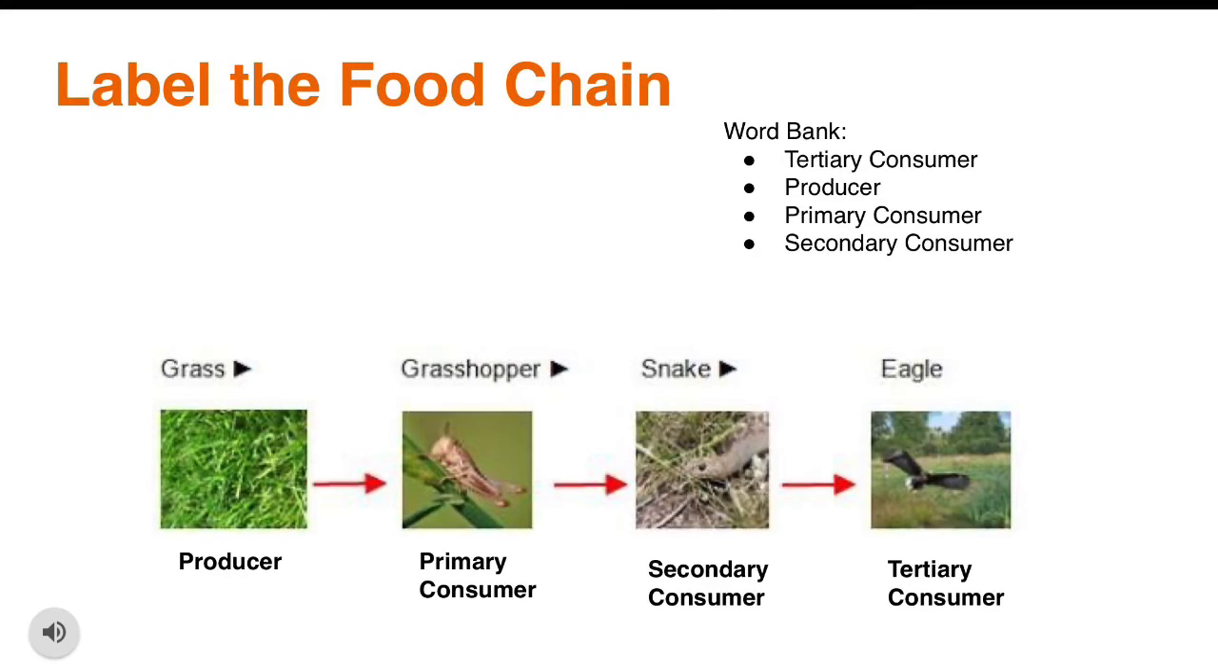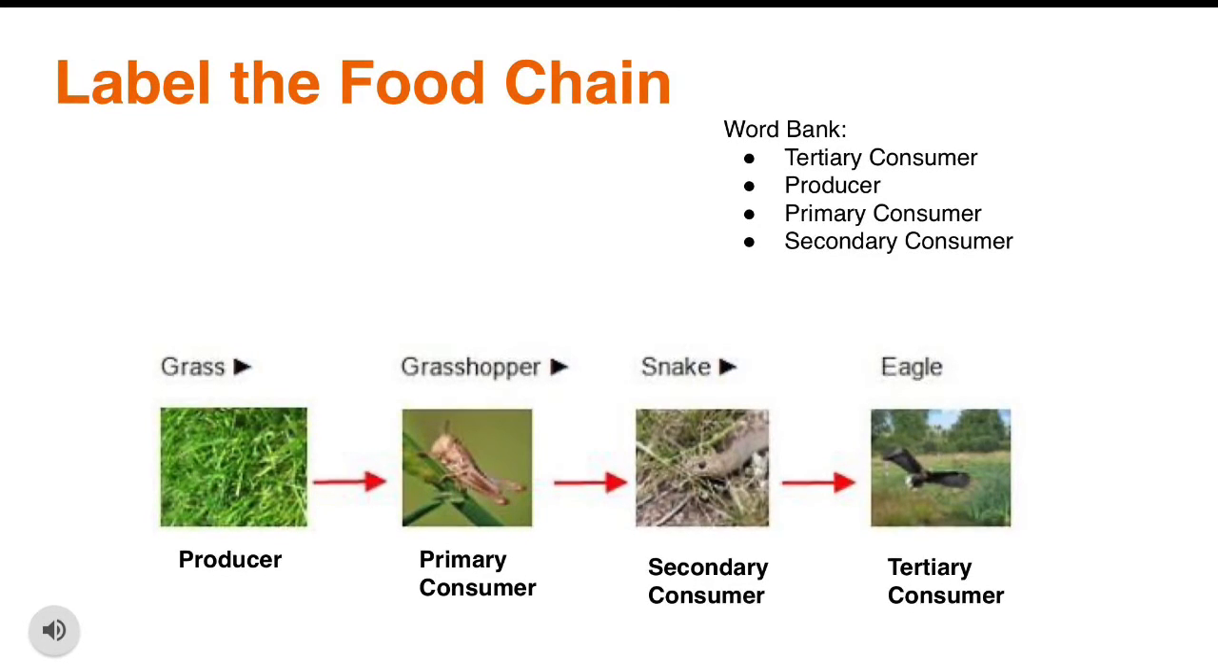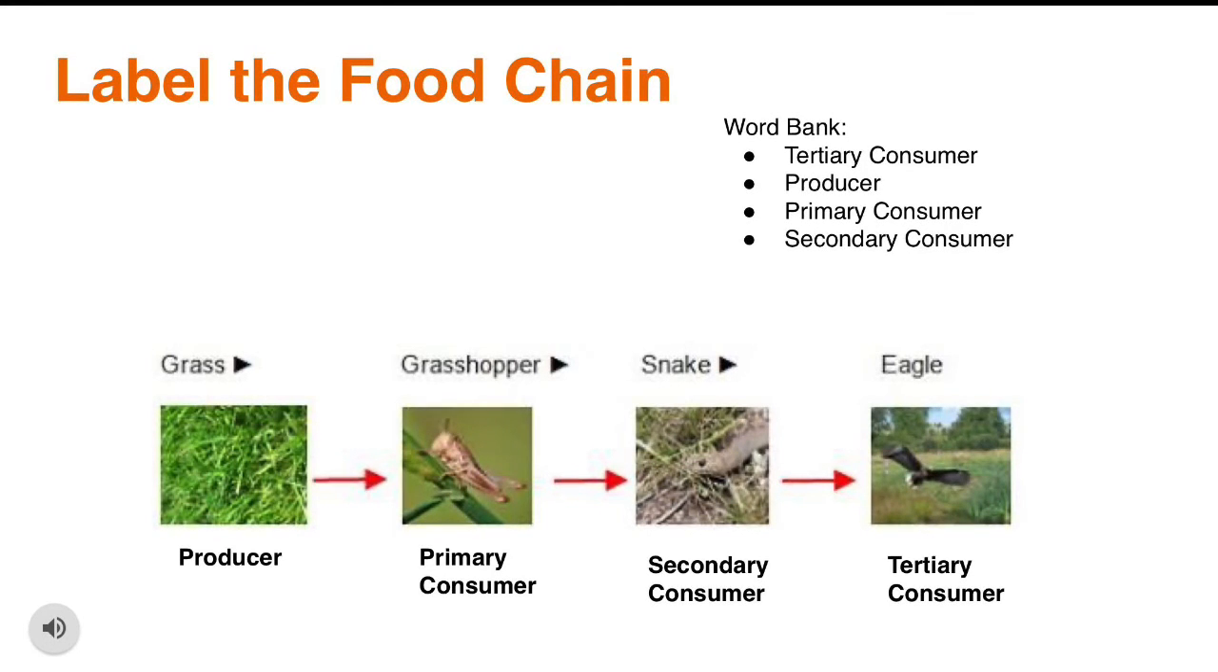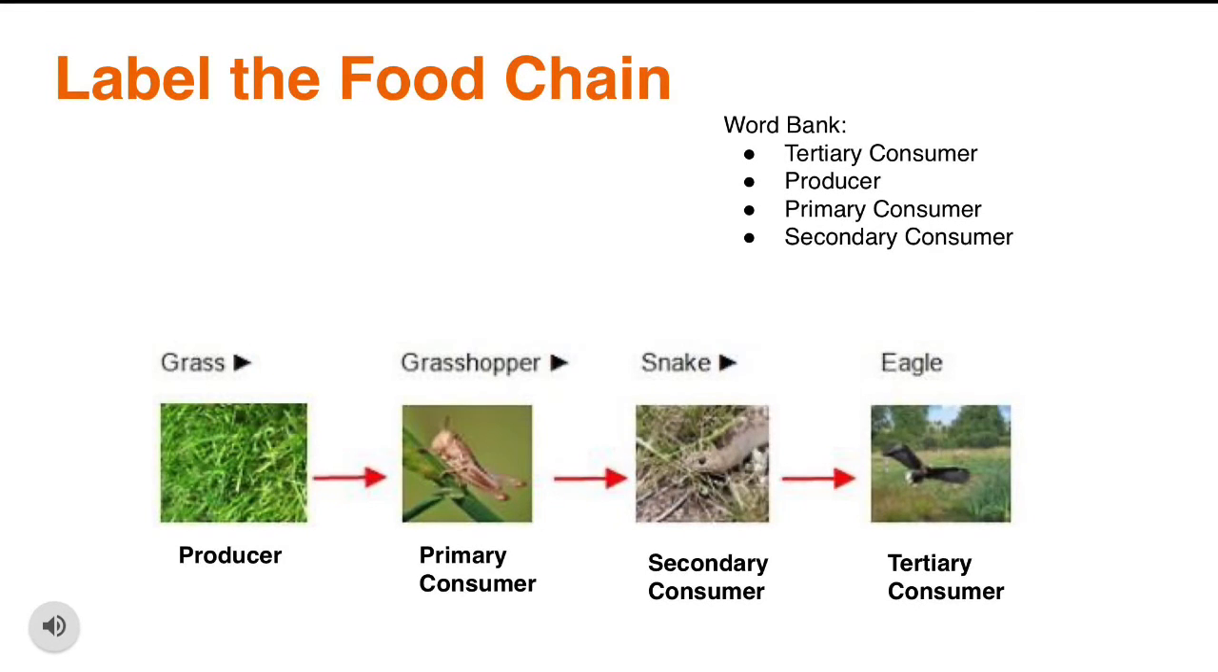Label the food chain. Grass is a producer. Grasshopper is a primary consumer. Snake is a secondary consumer. An eagle is a tertiary consumer.